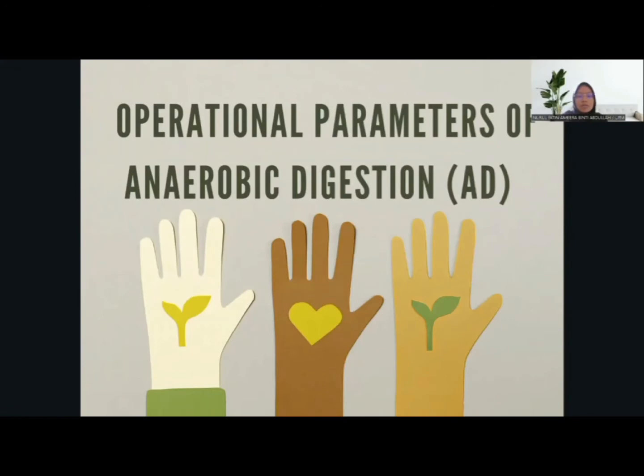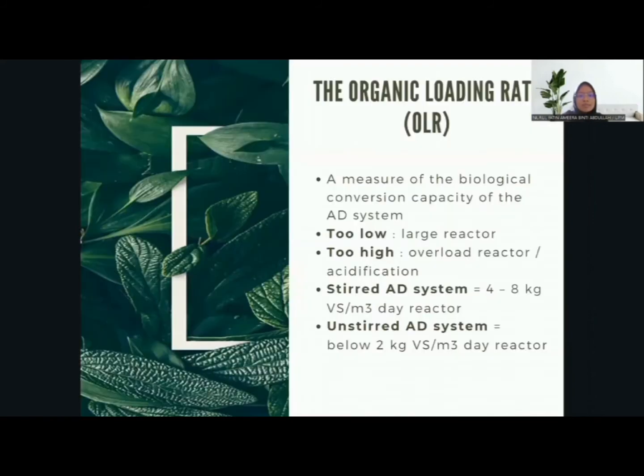Operational parameters of anaerobic digestion, AD. The rate at which the microorganisms grow is of paramount importance for the anaerobic digestion process. Therefore, the digester's operational parameters are managed to improve microbial activity and raise the AD efficiency. An important parameter in anaerobic digestion is the organic loading rate, OLR. OLR is a measure of the biological conversion capacity of the AD system. This parameter quantifies the substrate quantity per reactor volume and time.